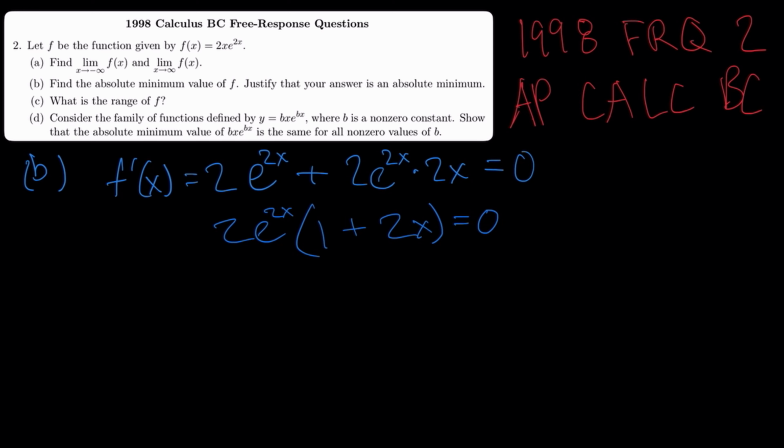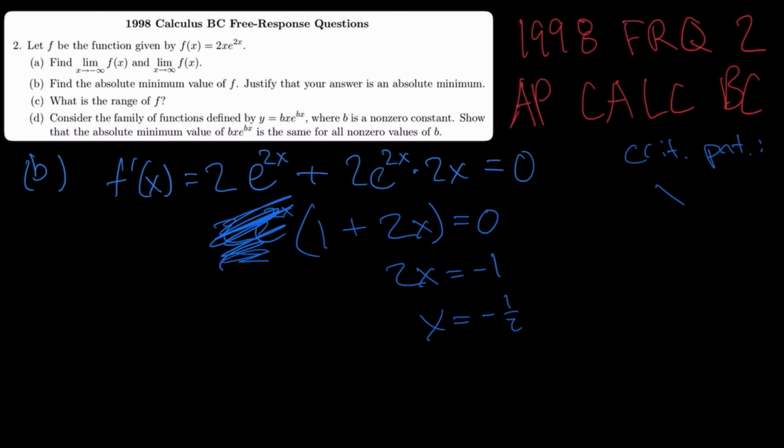And now we have this expression. And because I'm solving for x, I can really just ignore this right here, because this is an exponential, and an exponential will never equal 0. So I'll just cross that out. And now in solving for x, I'll subtract 1 from both sides, and we get 2x equals negative 1, divided by 2, and we get x equals negative 1/2. So we have a critical point at x equals negative 1/2.